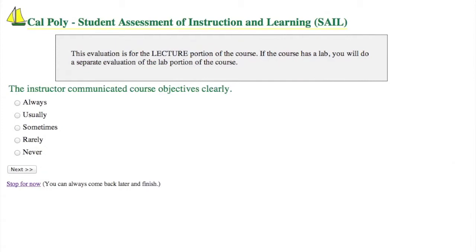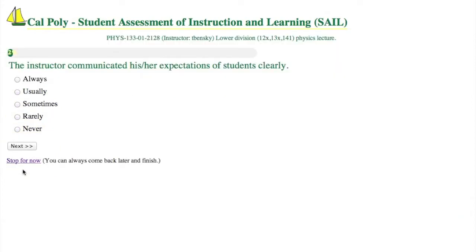So the next thing that happens is probably something you might expect. The student is simply asked a series of questions that have been given to the SAIL system by the committee forming the evaluation process for a given department, for a given class, and the student can simply proceed with the process here. The first one asks if the instructor communicated course objectives clearly. The student has a range of options right here, ranging from always to never, and they can simply pick one and then move on to the next question.